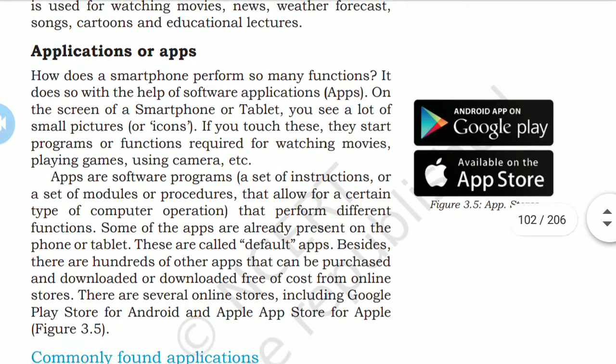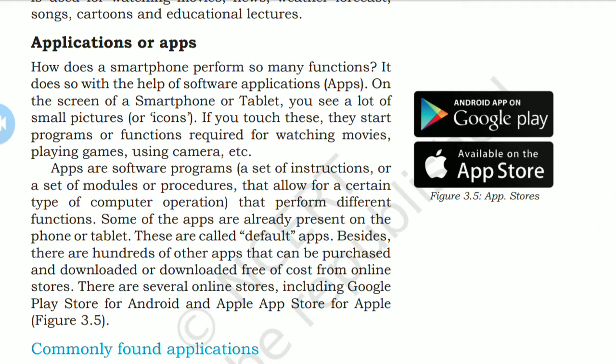Next is the applications or apps. Now, how does a smartphone perform so many functions? It does it with the help of software applications. You can call them apps. On the screen of a smartphone or tablet, you see a lot of small pictures which are known as icons. If you touch these, they start programs or functions required for watching movies, playing games, using the camera, etc.